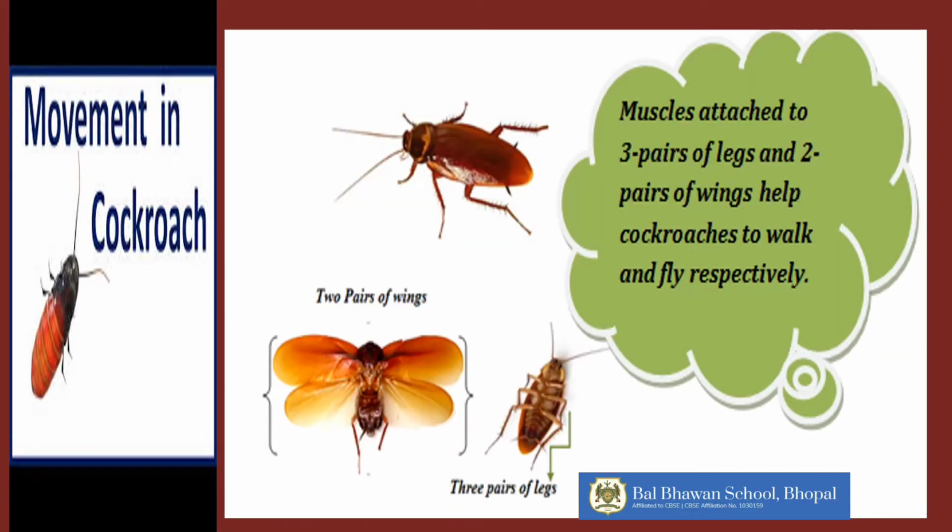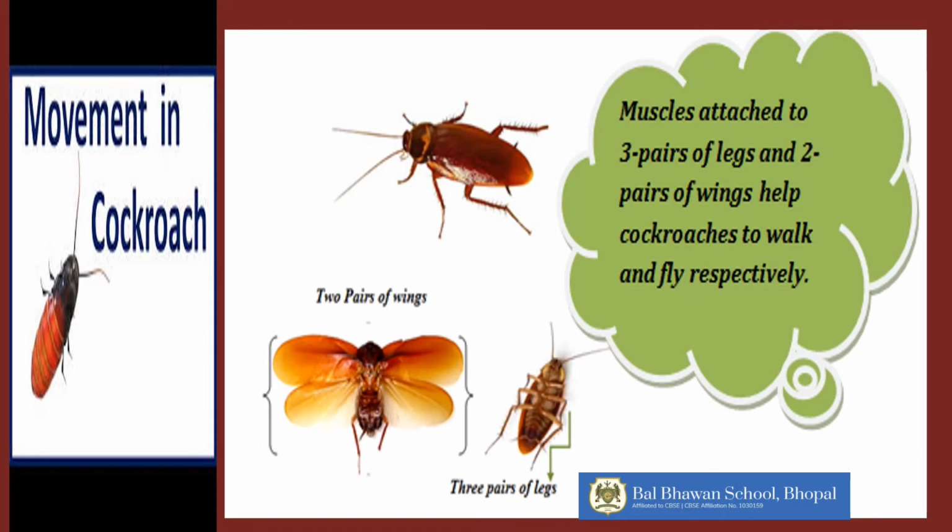Now children, you all have seen a cockroach. You all might be afraid of cockroach also. And as such, a cockroach is an insect. And cockroach has muscles which are attached to 3 pairs of legs and 2 pairs of wings. So when we talk about cockroach, cockroach have 3 pairs of legs and they have 2 pairs of wings. The muscles which are attached to these legs and these wings help in the movement in case of cockroach.